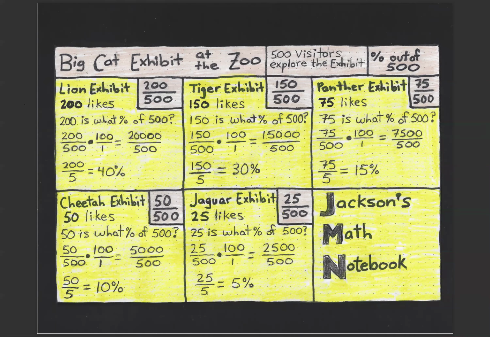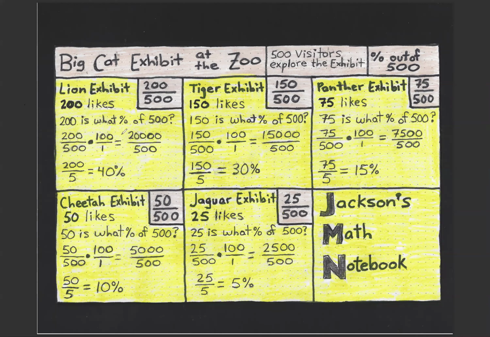Today, we're going to look at a real-world example on how we can apply percentages. And so let's take, for example, we're at the zoo, and the zoo is publicizing this big cat exhibit. And this big cat exhibit has lions, tigers, panthers, cheetahs, and jaguars. And the zoo wants to take a survey of which exhibit the visitors like the best.